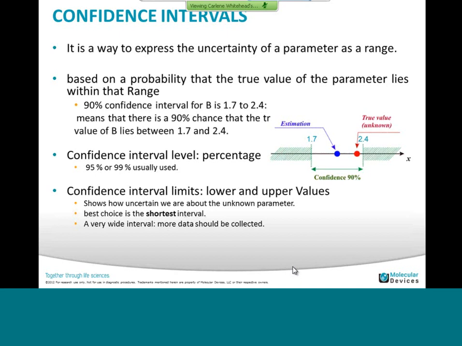The confidence interval is defined with two things: the interval level and the interval limit. The interval level is expressed as a percentage, while the interval limit is expressed as a lower and an upper value. The value will show how uncertain you are about that parameter. The best choice, of course, is when it is the shortest. If it is too large, you will need to collect more data.